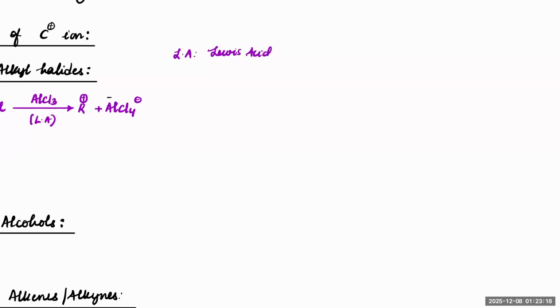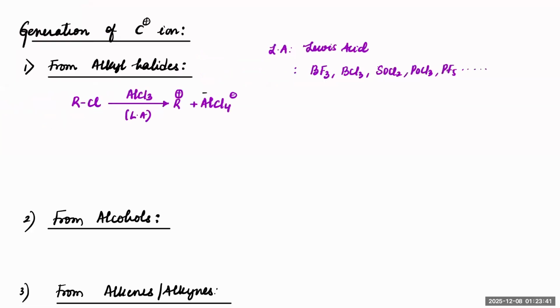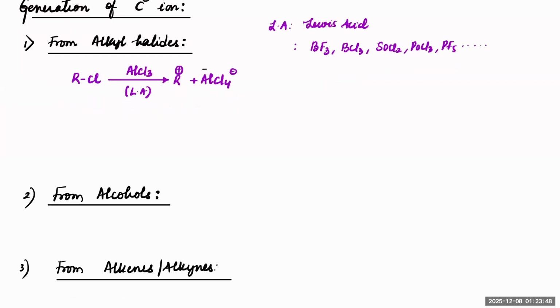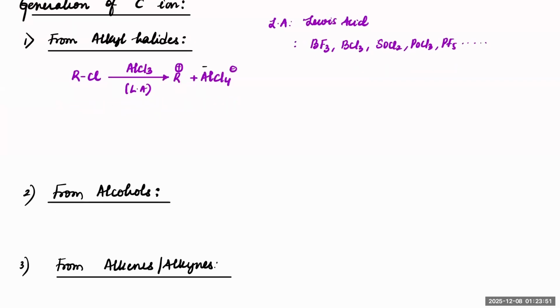And is it only one Lewis acid? No, other Lewis acids can also do the same job. So we can have BF3, BCl3, correct? We might have SOCl2, POCl3, PF5. All of these can act like Lewis acids. What they can do, they can take this chlorine away and generate this alkyl group into R plus. That's how carbocation is formed.